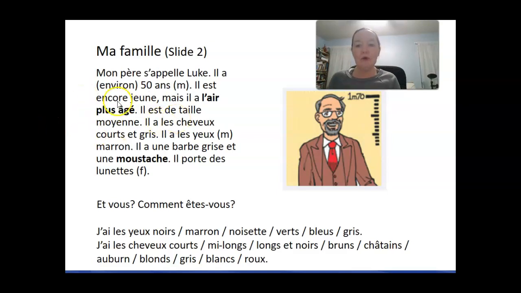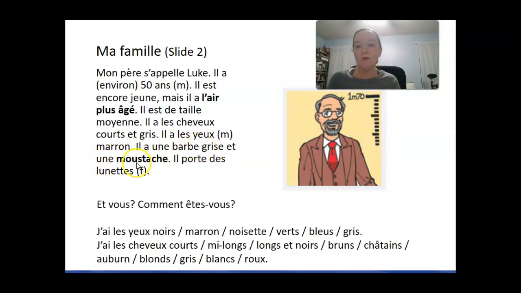Il est de taille moyenne. Okay, so he is like medium size, average size. Moyenne would mean about average. Il a les cheveux courts et gris. So he has short and gray hair. Il a les yeux marrons. He has brown eyes. Il a une barbe grise. Oh, he has a gray beard.